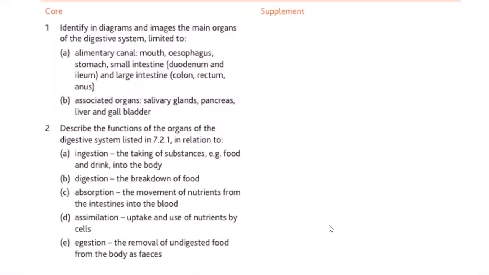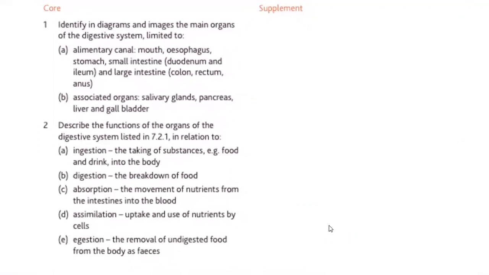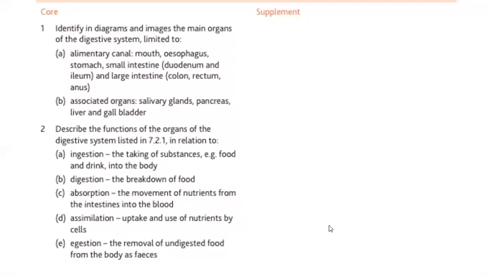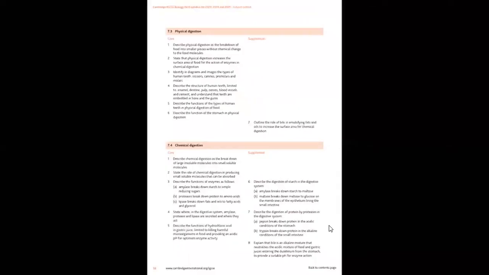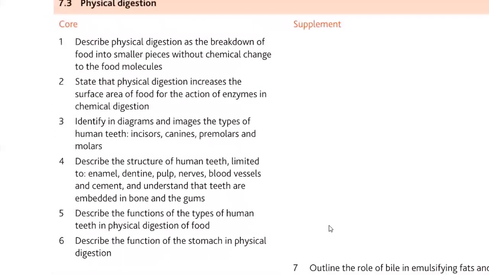I was just thinking of chemical digestion and physical or mechanical digestion, which are simply the two forms of digestion. Right, we've done this. Let's move on to the next page. Physical digestion is the breakdown of food. We've done that. State the physical digestion increases surface area. We've done that. Identify diagrams and images of the types of human teeth: incisors, canines, premolars, and molars. Yeah, we've done that as well.